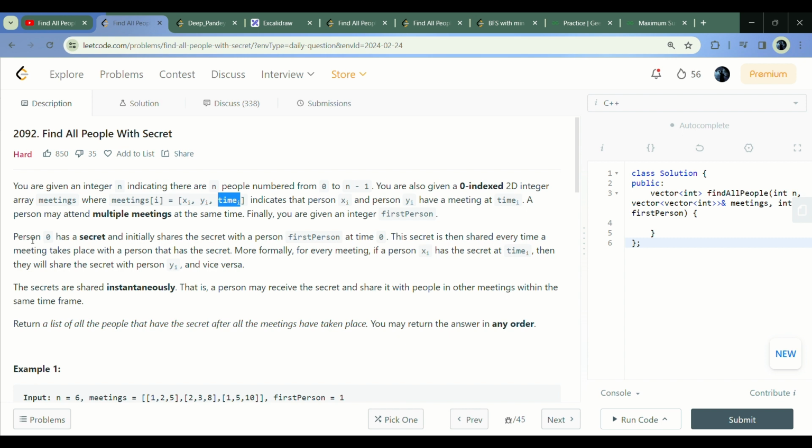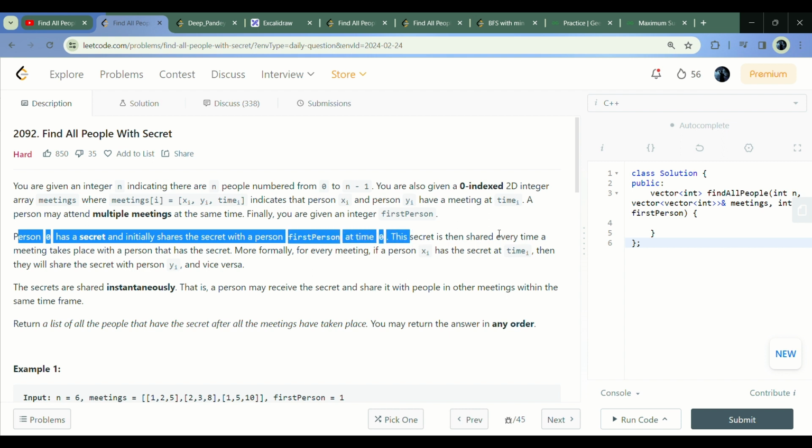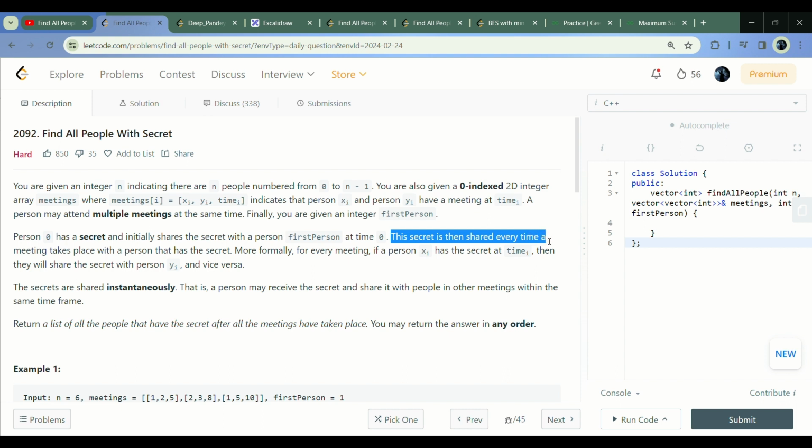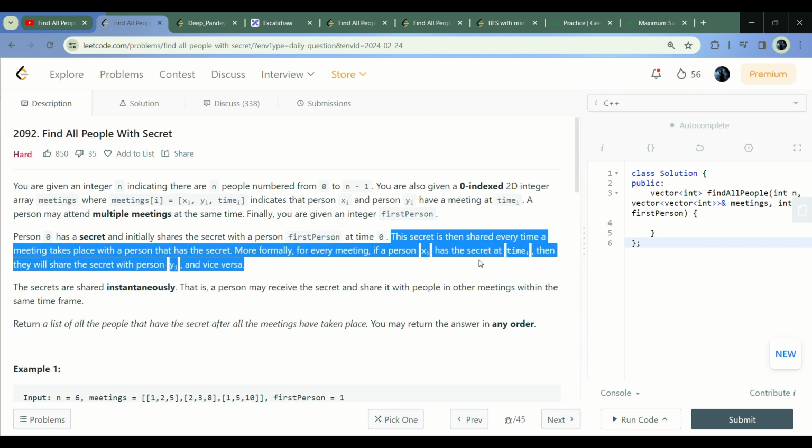Now a person may attend multiple meetings at the same time, and we are given an integer firstPerson, which means the first person who knows the secret is that person. So person 0 has a secret and initially shares the secret with the first person at time 0, and this secret is then shared at every time a meeting takes place with a person that has the secret. More formally, for every meeting, if a person xi has the secret at time ti, then they will share the secret with person yi and vice versa.